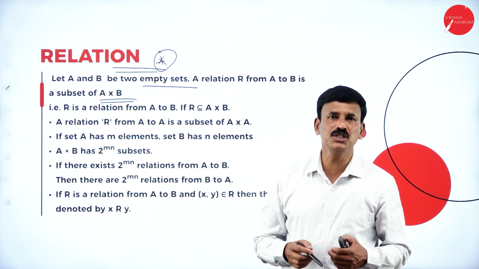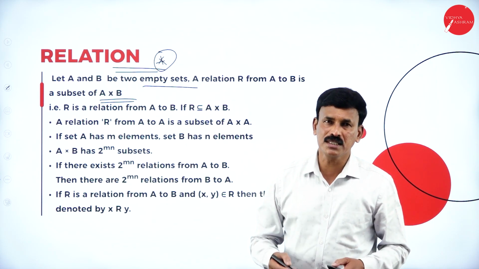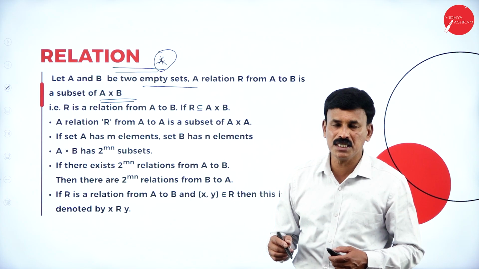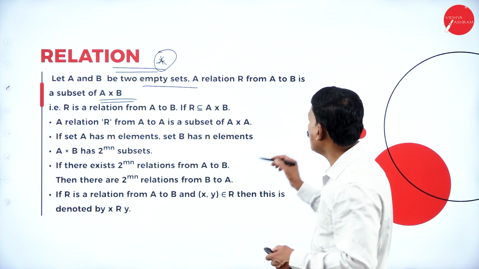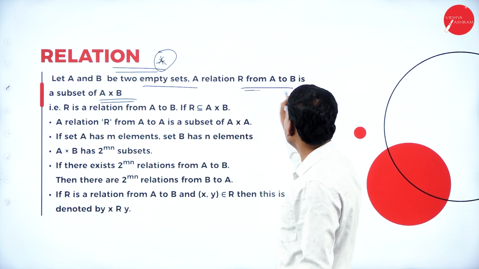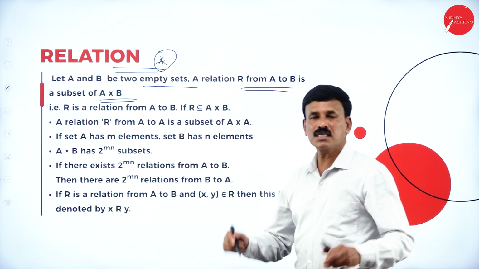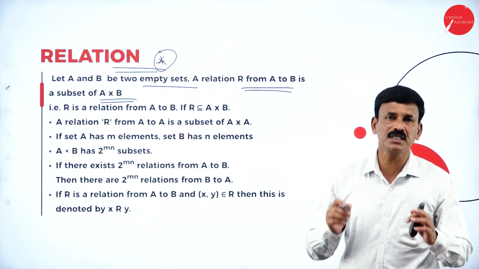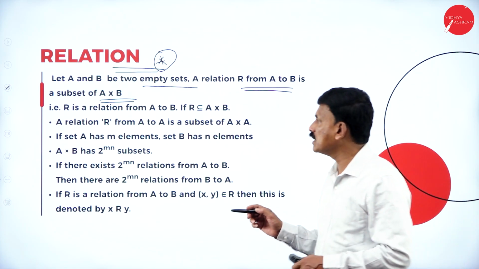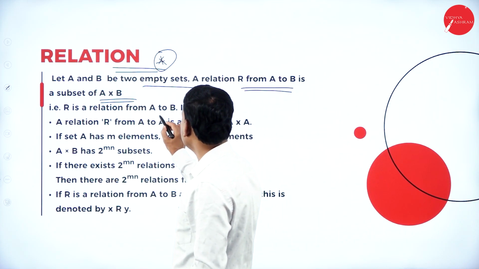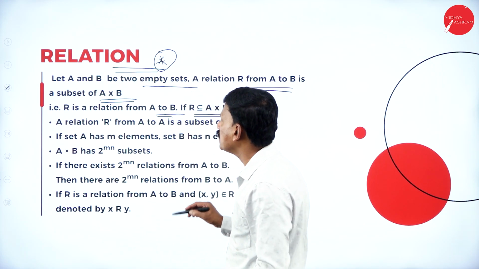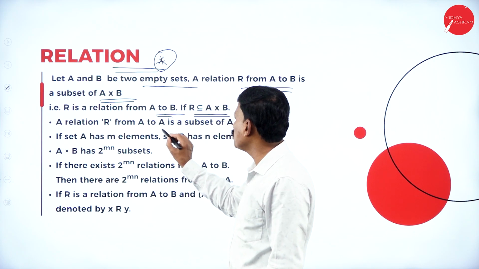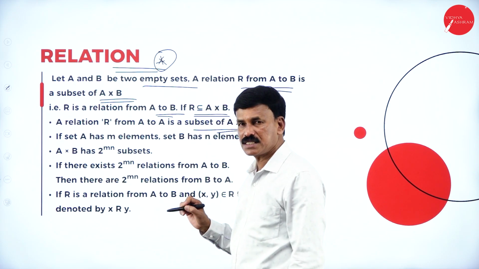If A and B are any two non-empty sets, then the relation R on the sets A and B is a subset of the Cartesian product A cross B. R is a subset of A cross B. The subset of the Cartesian product A and B is called the relation. So R is a relation from A to B if R is a subset of A cross B. A relation R from A to A is a subset of A cross A itself.